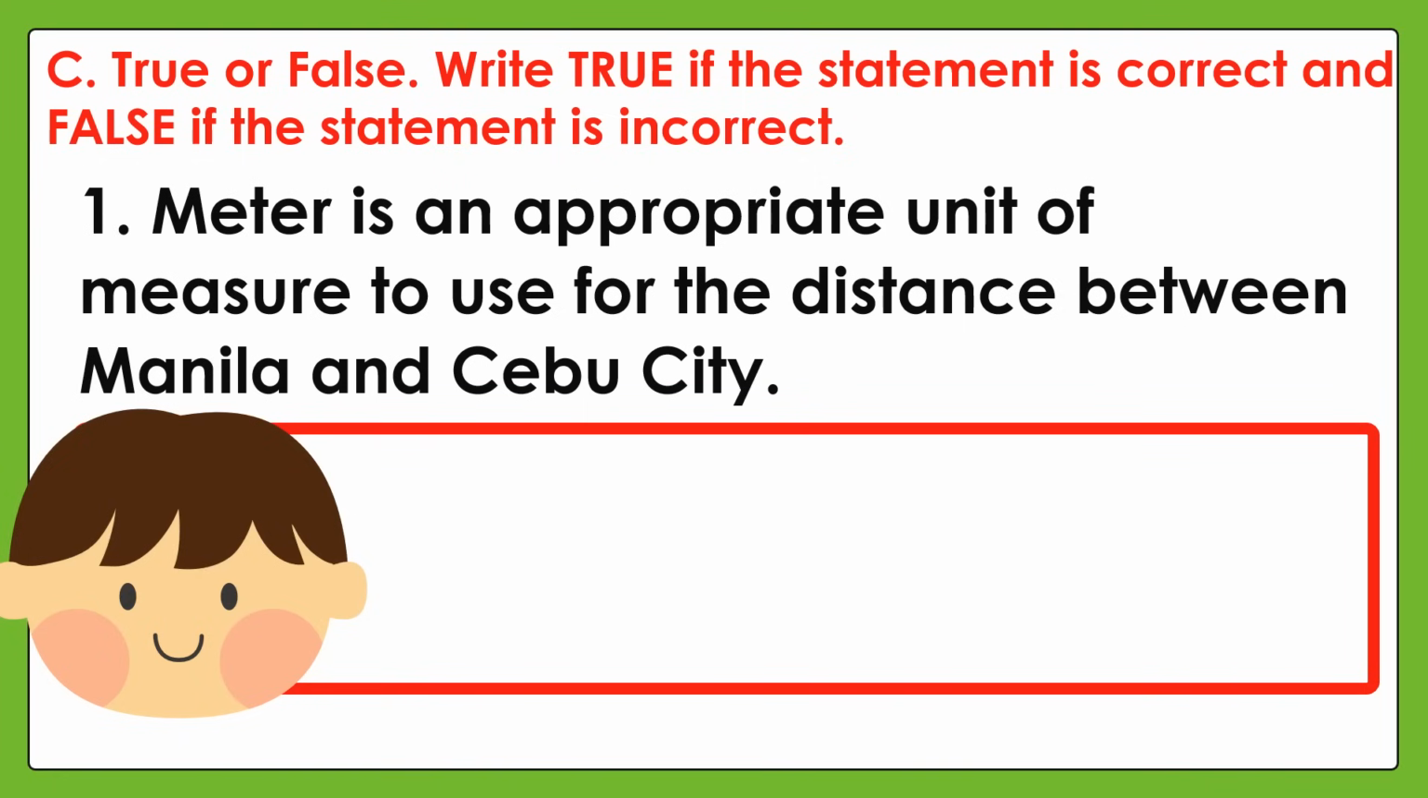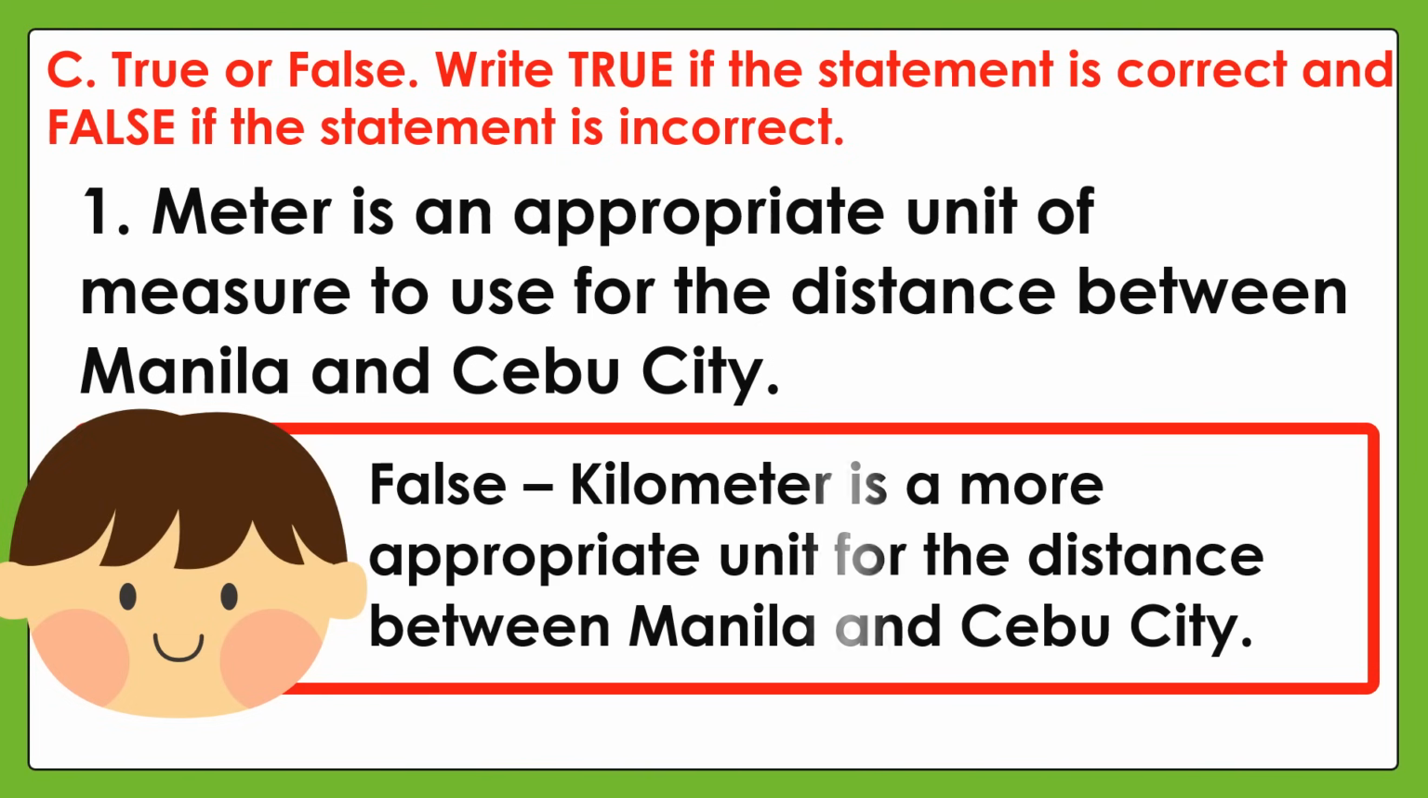Letter C, true or false. Write true if the statement is correct and false if the statement is incorrect. Number 1, meter is an appropriate unit of measure to use for the distance between Manila and Cebu City. The answer is false. Kilometer is a more appropriate unit for the distance between Manila and Cebu City.